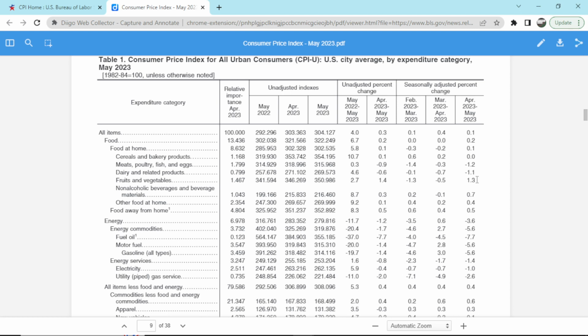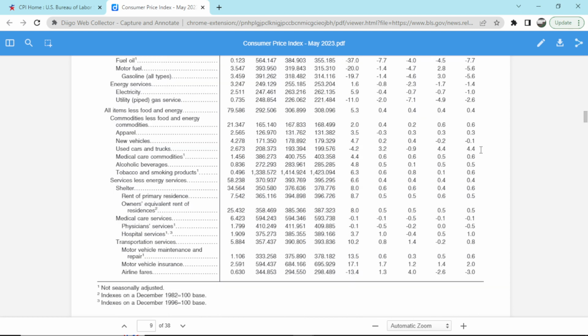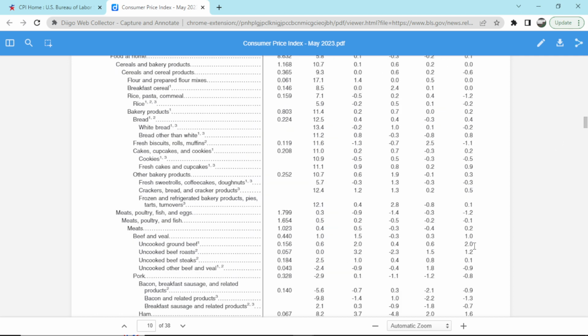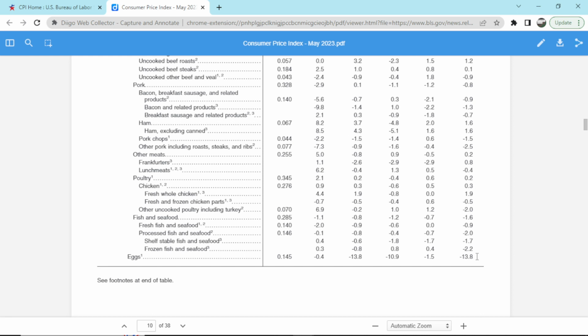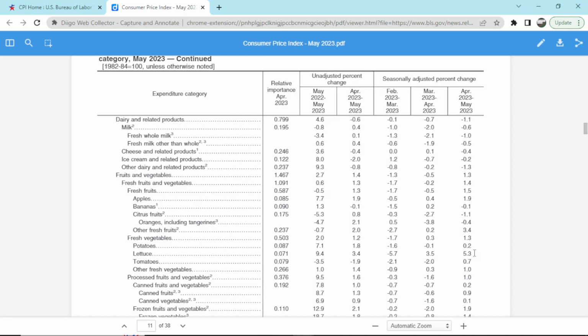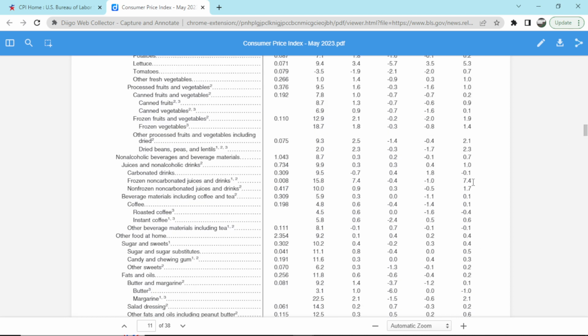Fruits and vegetables saw a 1.3% increase month over month. And here we have used cars and trucks showing the 4.4% increase. Airline fares saw a 3% decrease. Uncooked ground beef saw a 2% increase month over month. Ooh, this is interesting. And here we have eggs showing the 13.8% decrease. So eggs alone, 13.8% decrease. That's a huge decrease. Just looking at the other categories, it's significant. Lettuce, 5.3% increase. Frozen non-carbonated juices and drinks, 7.4% increase.